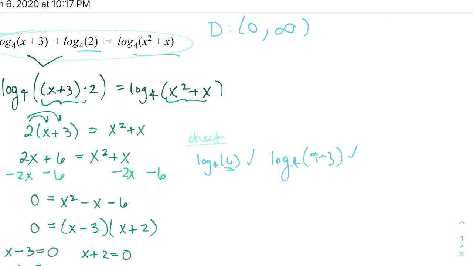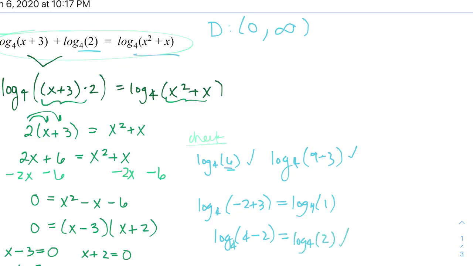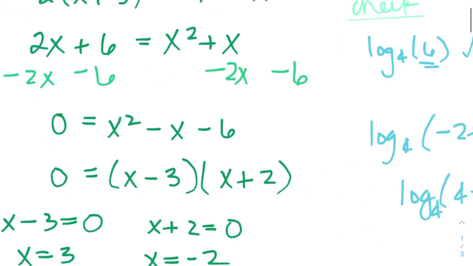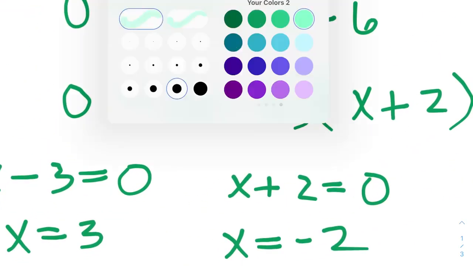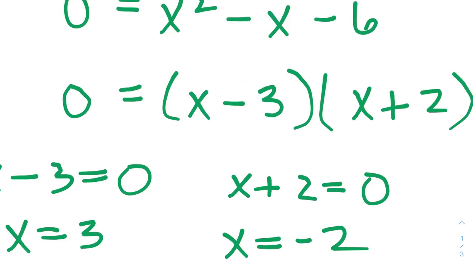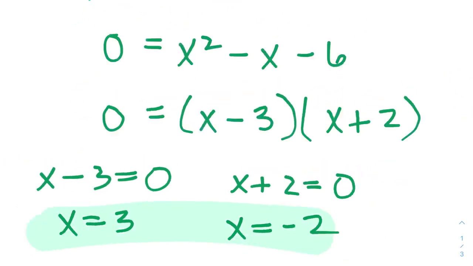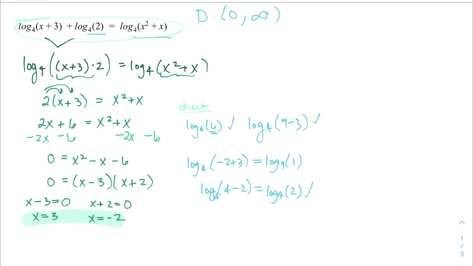It's positive. Now when we look at x equals negative 2, log base 4 of negative 2 plus 3 is going to be log of 1, and then negative 2 squared minus 2 is 4 minus 2, which is 2. Both of those check out. Both of those end up working. Even though x equals negative 2 is a negative number, when we plug it in, it doesn't make the log negative, so it works. Both answers are correct.